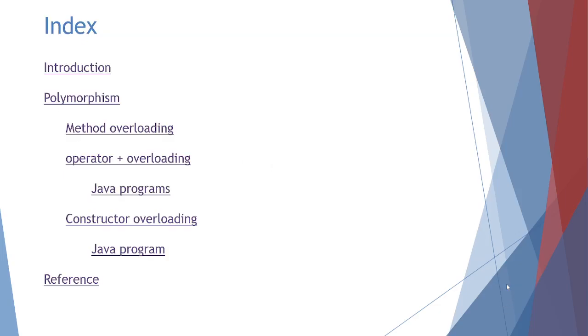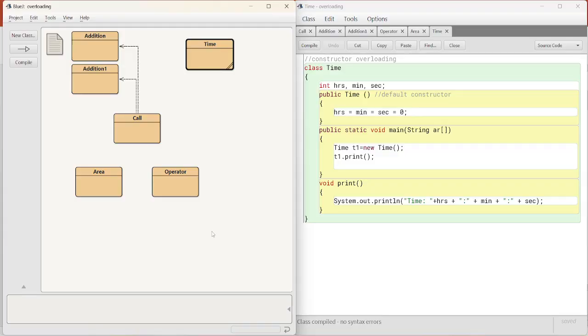Let's see a program. Look at the contents of the time class. Three instance variables, hours, minutes, and seconds. Time is a default constructor which is assigning 0 to all the instance variables. Now the main method is creating an object. Time t1 is equal to new Time. t1 dot print time, hrs min sec, means 000 will be printed.